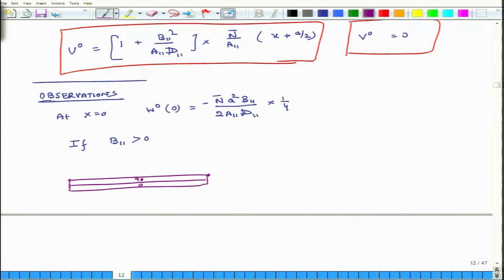We had computed the value of B11. So, if that is the case and if B11 is greater than 0, and of course, n bar is positive, a square is positive, a11 is positive, d11 is positive, everything is positive, then if B11 is greater than 0, then the plate will bend in which direction? The plate will exhibit a negative deflection, which means it will bend something like this.